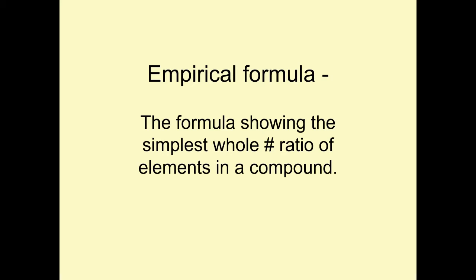Sometimes the empirical formula is a simplified form of the actual formula. For example, glucose is C6H12O6. Well, 6 to 12 to 6 can be simplified to 1 to 2 to 1. So the empirical formula for glucose would be CH2O, 1 to 2 to 1.